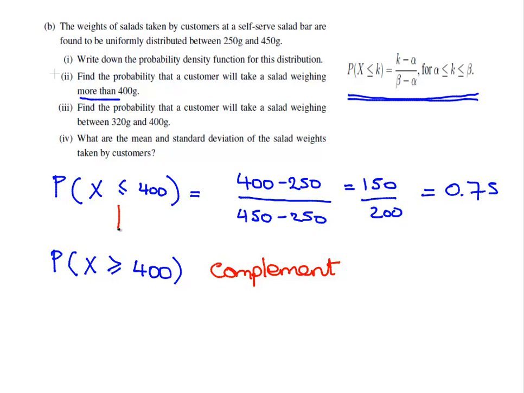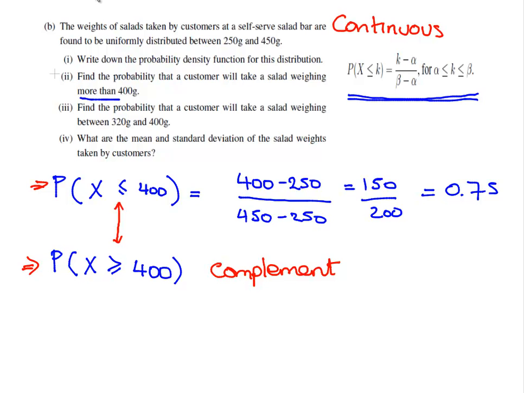Why are these two signs complements of each other? Because uniform is continuous. The uniform is a continuous distribution. So that's why we write the complement of this as this. That's a very important matter there.